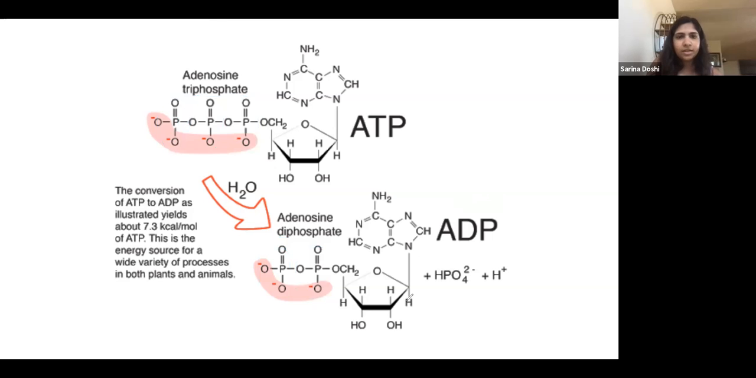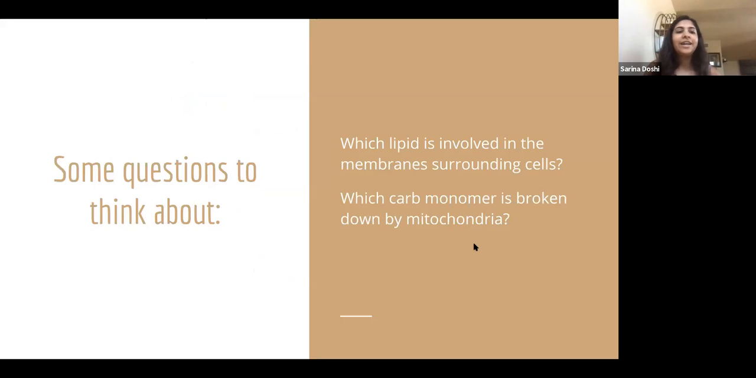Okay, so some questions I want us to talk about before we go on to water. Number one, which lipid is involved in the membrane surrounding cells? Does anybody remember that from the last lecture? Does anybody have an idea? Maybe from like personal knowledge?